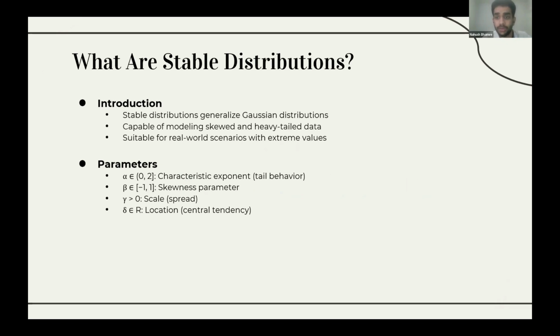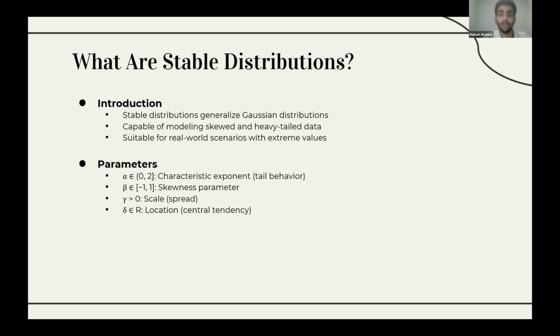So what makes stable distribution unique is their parameterization. They are defined by not two parameters like the Gaussian, but four. First is the alpha, which ranges from 0 to 2. It is known as the characteristic exponent and determines how heavy the tails of the distribution are. A lower alpha means fatter tails, which implies a higher likelihood of extreme observations.